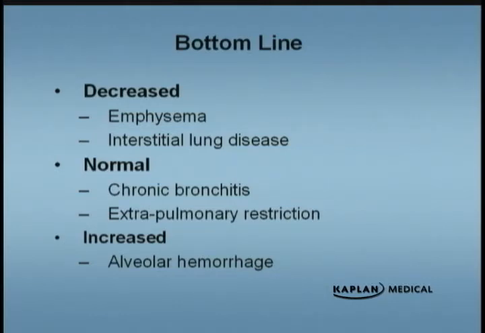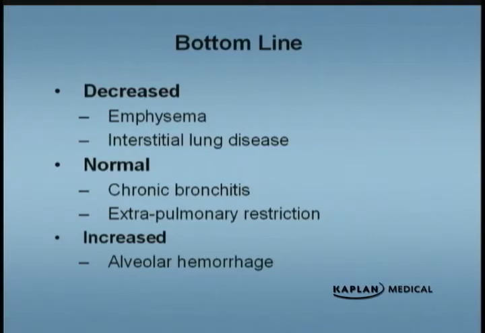So the bottom line is the DLCO is decreased in emphysema and interstitial lung disease, intrapulmonary restriction, and it's normal in chronic bronchitis and extrapulmonary restriction. And I gave you the three examples of that. Those are very important because they really ask us on the boards, because it's probably the most common form of restrictive lung disease that we see, extrapulmonary restriction, usually due to kyphoscoliosis. And then I put one more in here in case they ask you. They haven't asked this yet, but it is a common thing that people know.